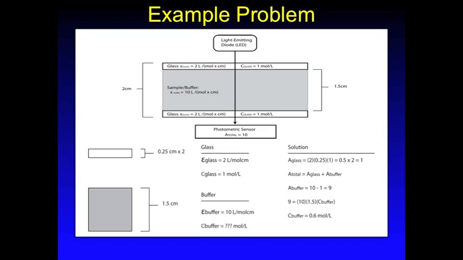Next, solve for the sample plus buffer component of the total absorptivity. The sample plus buffer component of the total absorptivity is found to be 9. Solve the Beer-Lambert equation for the concentration of absorbing substances and plug in the absorptivity constant for our sample plus buffer solution and the path length through the sample plus buffer. The concentration of absorbing species in the buffer plus sample solution is found to be 0.6 moles per liter.